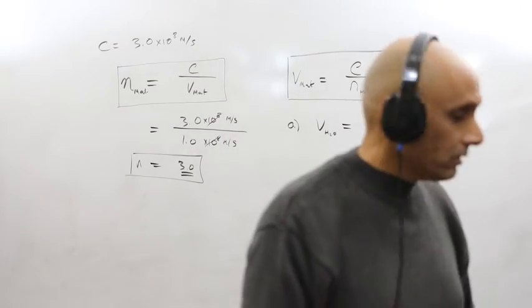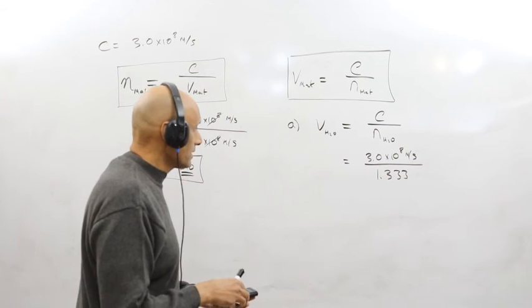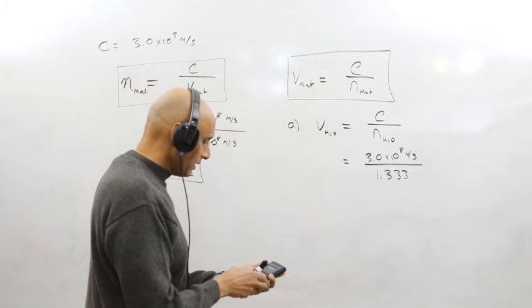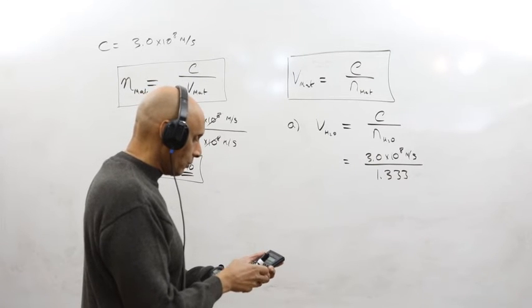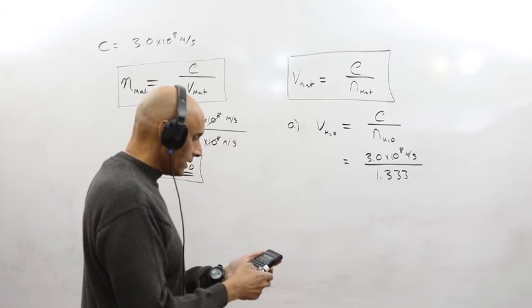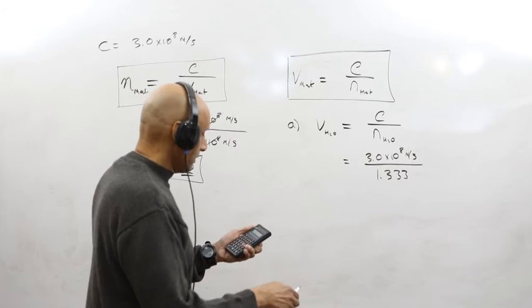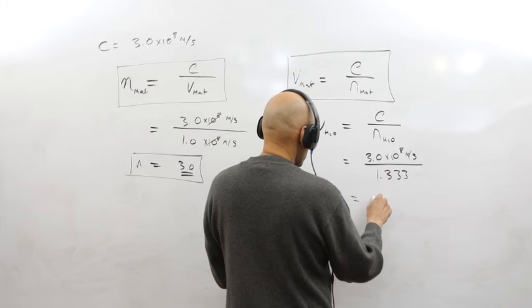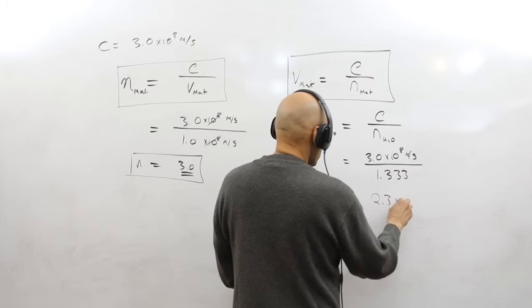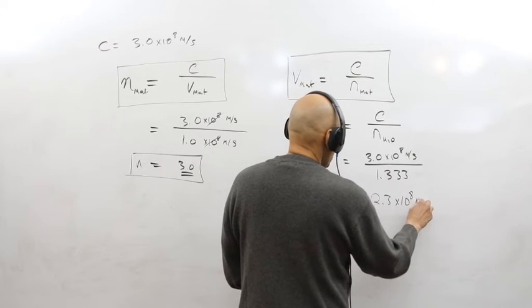I could assume this is 4/3, but I'm not going to. Let's just plug it in. 3.0 times 10 to the 8 divided by 1.333 gives me 2.3. So with 2 significant digits, we're expecting it to be 2.3 times 10 to the 8 meters per second.